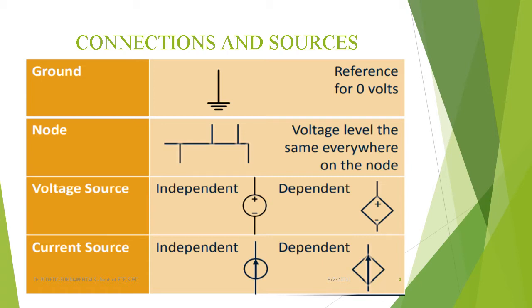But here, instead of representing the practical and ideal cases, we show them in two different ways, that is dependent and independent. An independent voltage source is denoted with this circle with plus and minus signs, and a dependent voltage source with this diamond shape with plus and minus. Similarly, current sources are also independent and dependent. An independent current source is denoted like this, and a dependent current source with this diamond shape with an arrow inside.